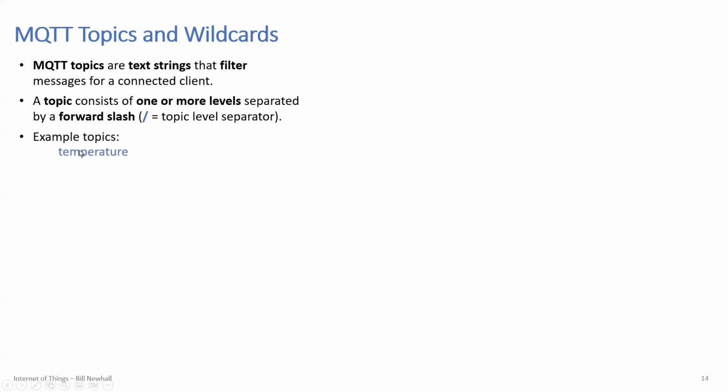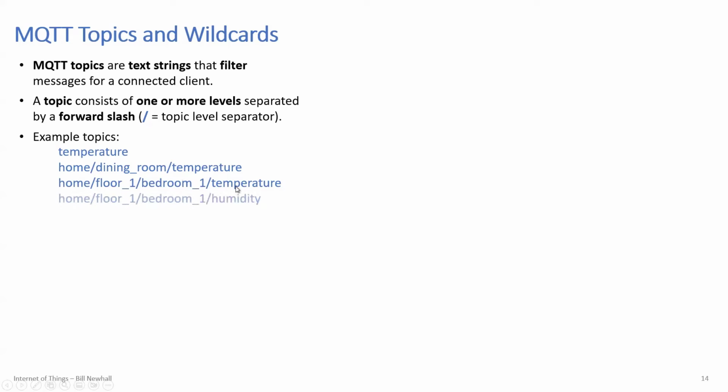You could have just temperature. I want the temperature from a sensor that publishes to temperature. But you could also separate with these separators. So my home might have a dining room, and that dining room has a temperature sensor in it. Or my home has a couple floors, and I have a bedroom on floor 1, and it has a temperature sensor. So you can organize your topics like this. Or my home on floor 1 has a bedroom and it has a humidity sensor.